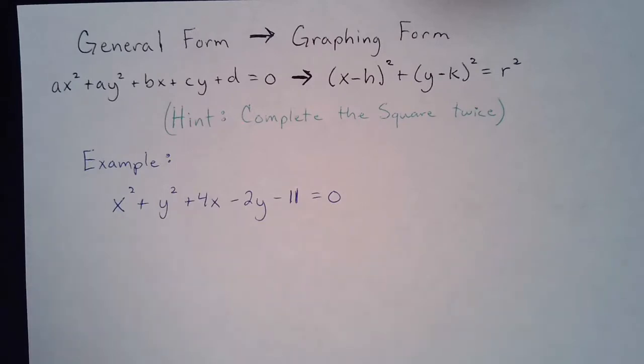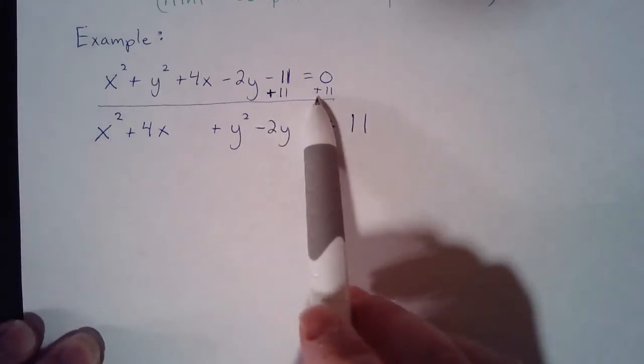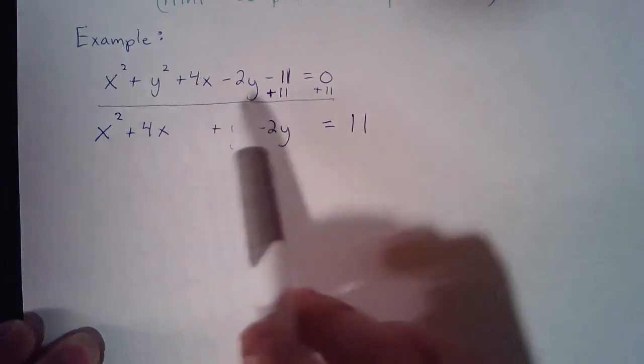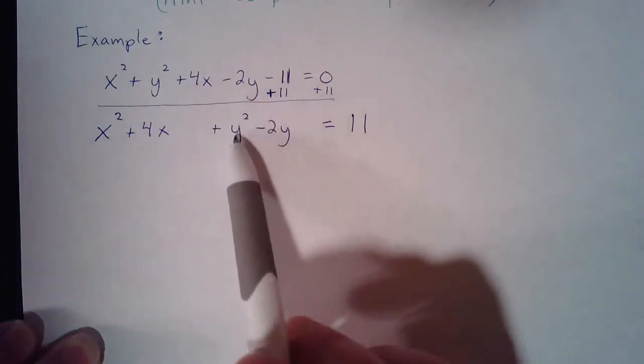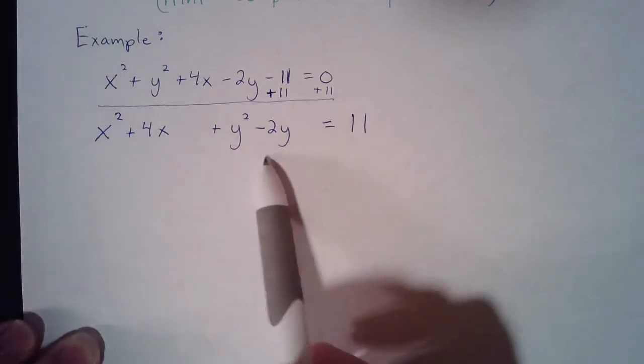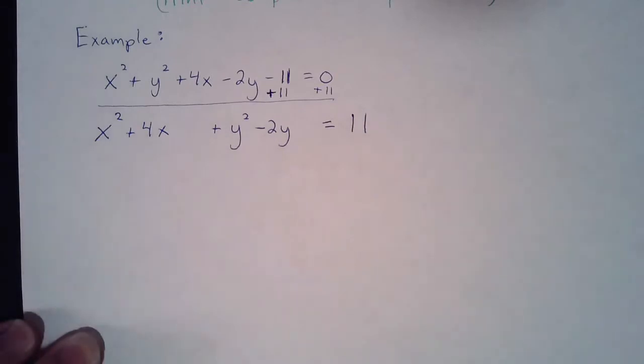So I'm going to do some rearranging and group the x parts together, the y parts together, and move the constants to the other side. So I've added my 11 to the other side, and then I've grouped the 4x next to the x squared and the negative 2y next to the y squared. So I've got my x's by each other and my y's by each other. Now I've left a little bit of space after each of them so that it would make the completing the square a little bit easier to do.